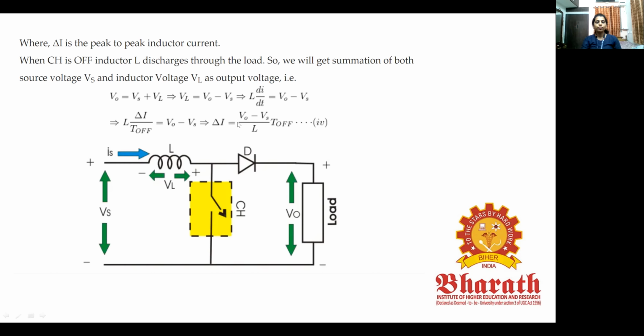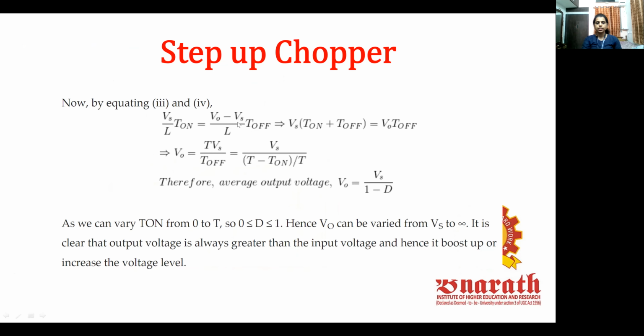So already we have derived the expression for ΔI during on time, and this is the ΔI expression for off time. Now what we are going to do is equate both the expressions. When you equate both the expressions of ΔI, you get the average output voltage equation of the chopper to be Vs divided by 1 minus D, or 1 minus delta. And this D, the delta value, can be varied between 0 to 1. So depending upon the value of delta, my output voltage can be boosted. That is the logic behind the step up chopper.